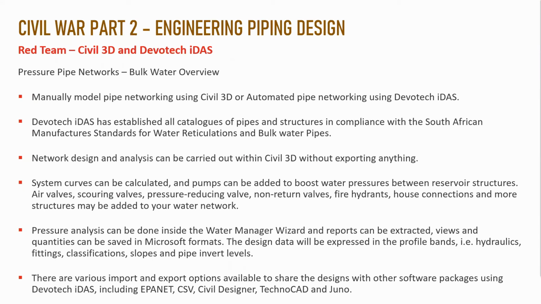So then for the pressure pipe networks, the bulk water overview. I did get a lot of requests on this one, so I'm going to put more emphasis on this. How we actually design a bulk water is the following. Yet again, you can either manually create the pipes and the structures inside of the network in Civil 3D, or you can use the automated pipe networks using Devotech iDAS, which I am going to show.